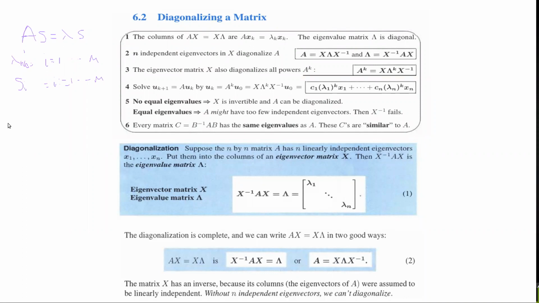Then we can write this A, which is still the full matrix, times the matrix of eigenvectors x1 up to xm, equals the matrix x1 to xm times another diagonal matrix. I'll explain what this means. Lambda 1 and so on.